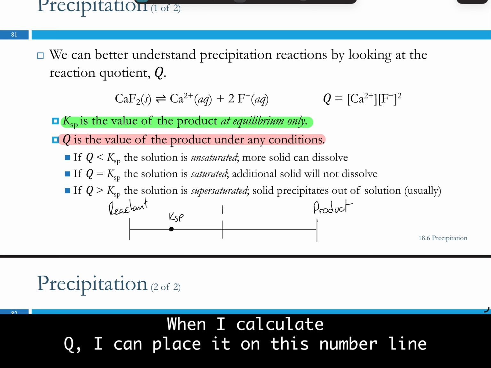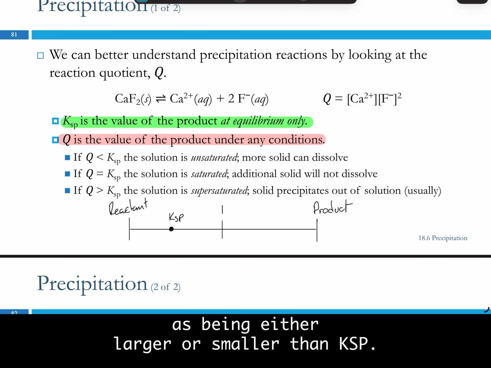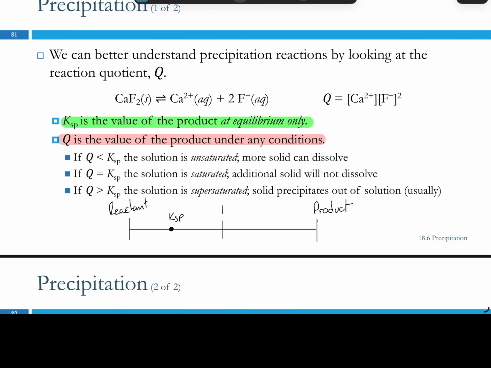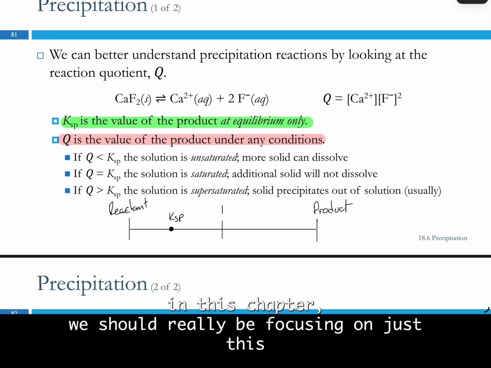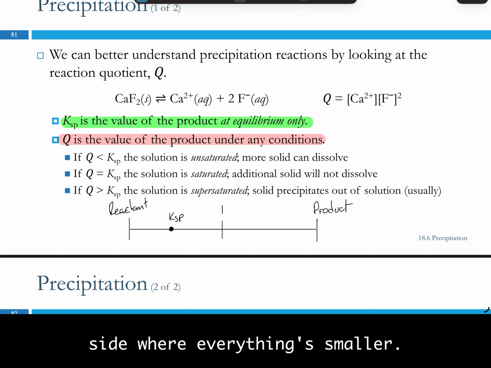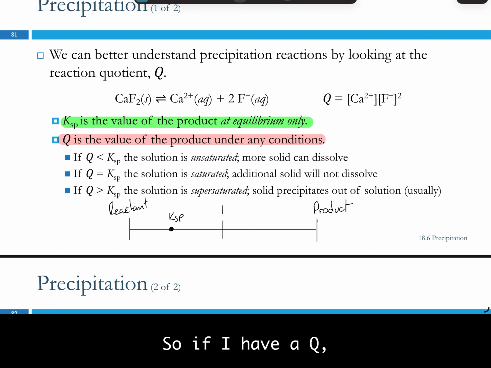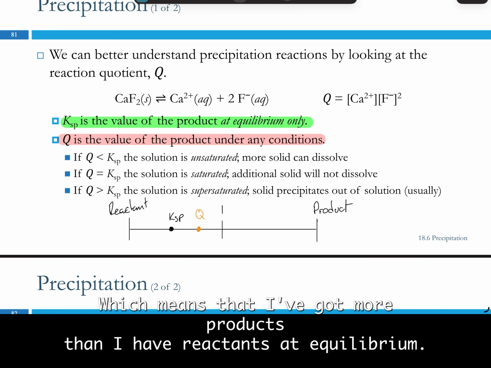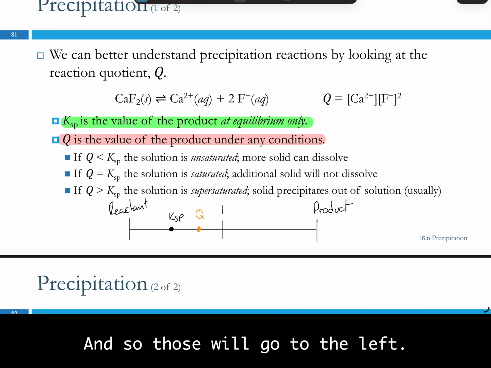When I calculate Q, I can place it on this number line as being either larger or smaller than KSP. And a lot of the time in this chapter, we should really be focusing on just this side where everything's smaller. So if I calculate Q and Q is here, which way does that reaction need to move to get to KSP? To the left. Which means that I've got more products than I have reactants at equilibrium. And so this will go to the left.